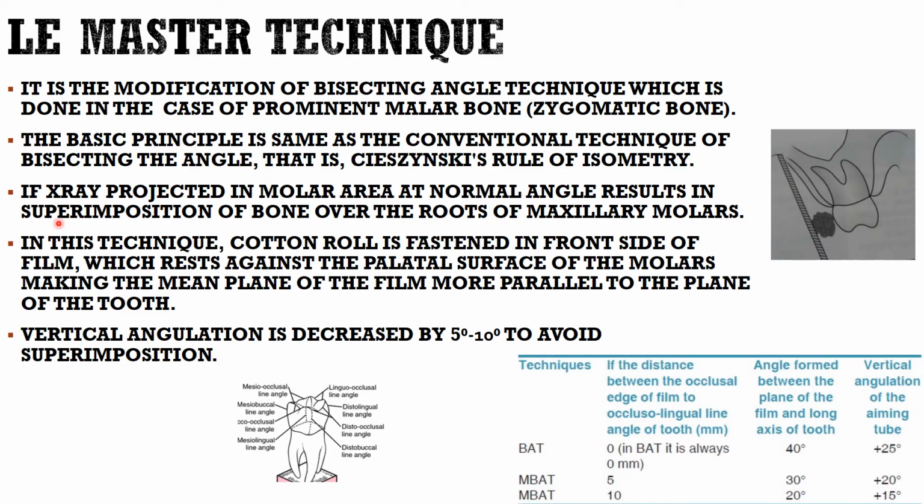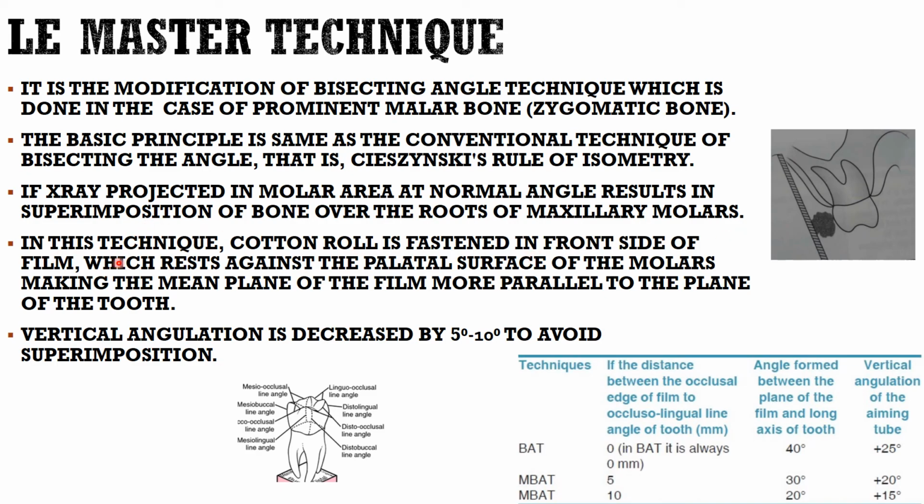But in this, if the X-ray is projected in the molar area at the normal angles, the normal angle being between plus 10 to plus 20, it can result in the superimposition of the bone. As we have seen, this is the disadvantage of the bisecting angle technique. It leads to superimposition of the bone over the roots of the maxillary molar.